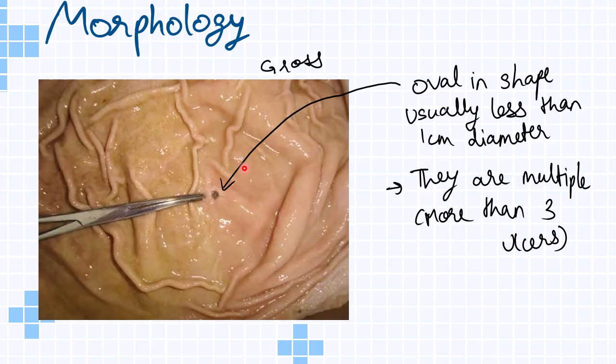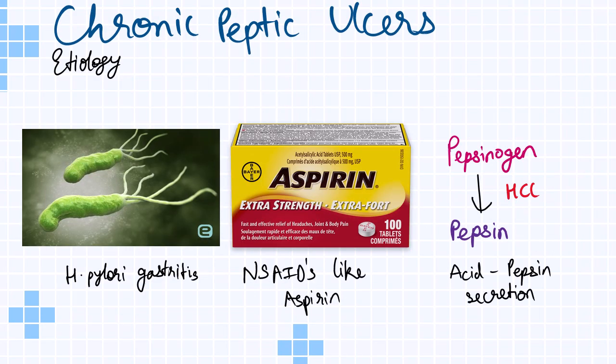Now let's move on from acute ulcers to the much more common chronic peptic ulcers. Chronic peptic ulcers develop due to an imbalance between mucosal defense mechanisms and acid peptic injury. The most important cause worldwide is Helicobacter pylori infection. NSAIDs such as aspirin are another major cause. Increased acid and pepsin secretion also contribute to mucosal damage.